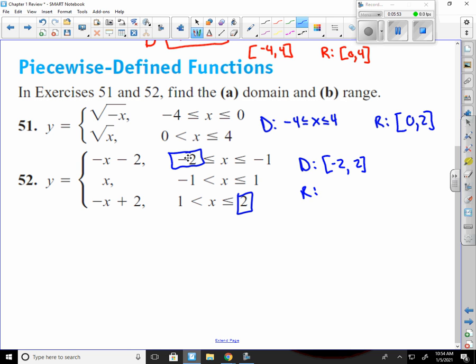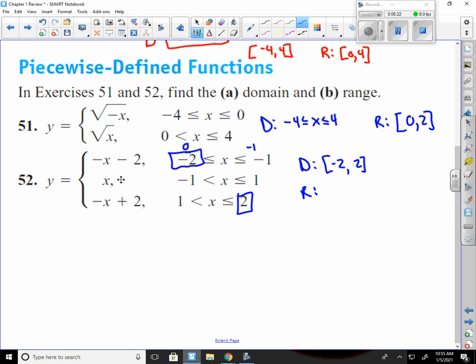If I look at my range, look at the lowest value, negative 2. Negative of a negative 2 gives me positive 2. Positive 2 minus 2 is 0. Think about plugging a negative 1 in. I have negative 1. Negative of a negative 1 minus 2, so that's negative 1. So we're looking at really 0 and negative 1.